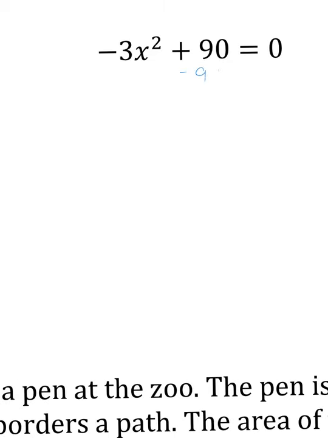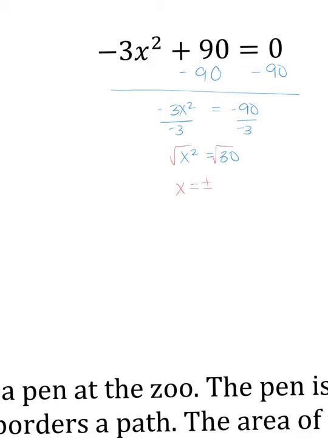On this example, when we try to get our x squared term alone, we start by subtracting 90 from both sides. Then we divide both sides by negative 3. And we get x squared would be equal to 30. Taking the square root of both sides, x would equal plus or minus the square root of 30, which is not a perfect square, and there are no perfect squares that divide evenly into 30. So you can either leave it as plus or minus the square root of 30, or you can approximate it on your calculator as plus or minus 5.5.